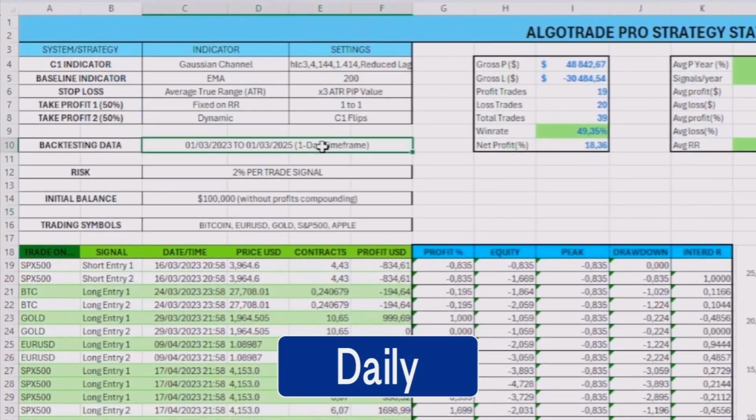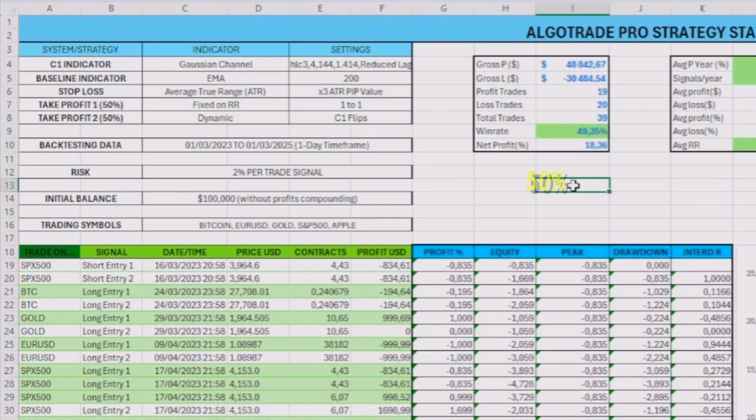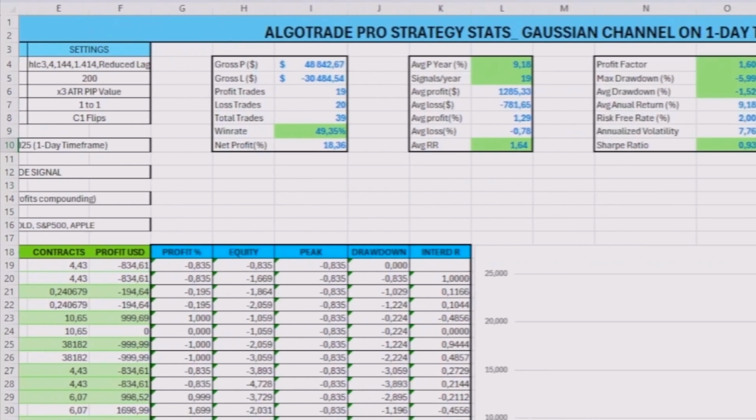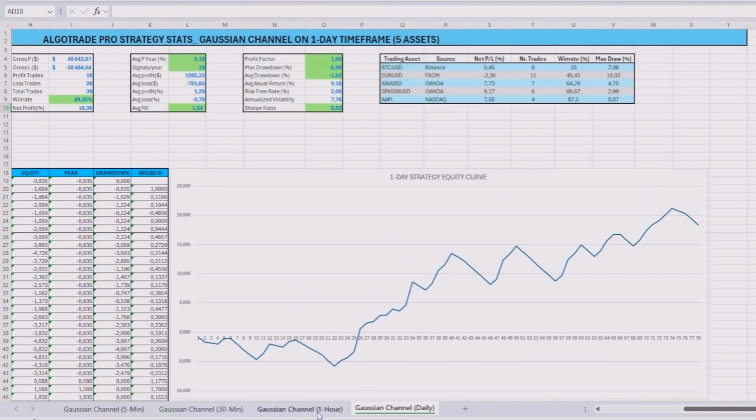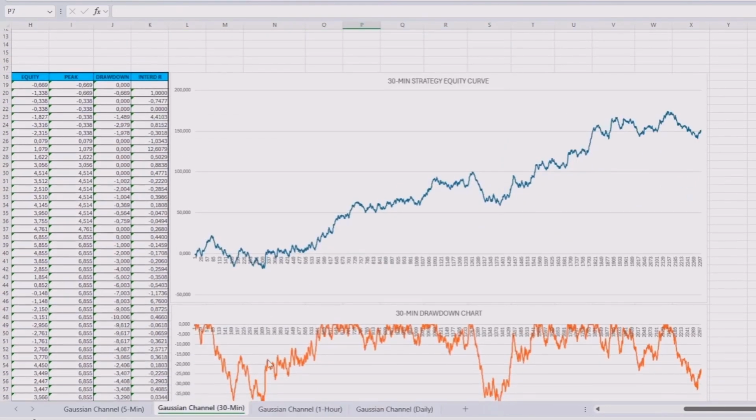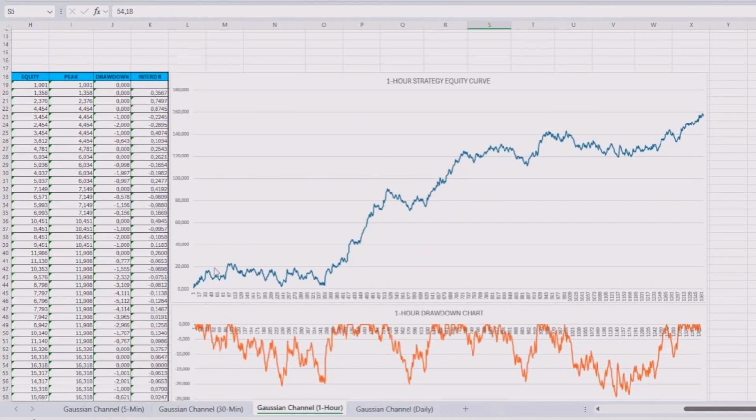Finally, on the daily time frame, the results were also positive, with a 50% win rate and a 20% total profit. Overall, while the Gaussian channel struggled in scalping, it was highly efficient in day and swing trading, producing one of the best equity curves we have seen on the channel.